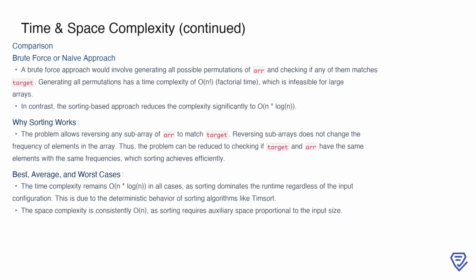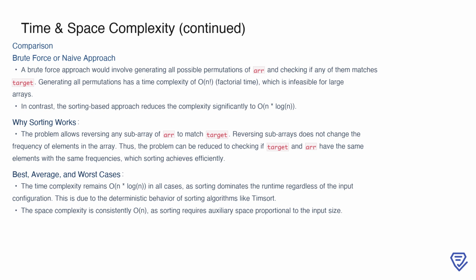When comparing this sorting-based approach to a brute force method, the efficiency becomes clear. A naive approach would involve generating all possible permutations of the ARR array and checking if any of them matches target. However, generating permutations has a time complexity of O(n!), which grows exponentially and becomes infeasible for even moderately sized arrays. On the other hand, sorting provides a much more efficient solution with a time complexity of O(n*log n).